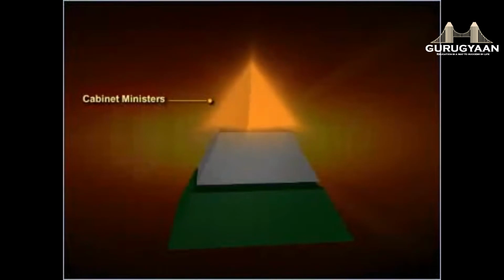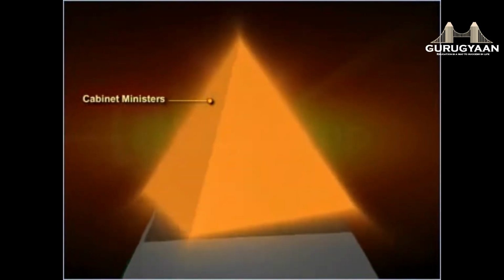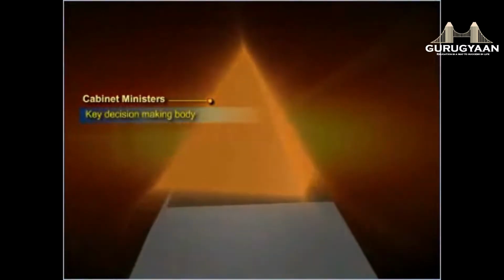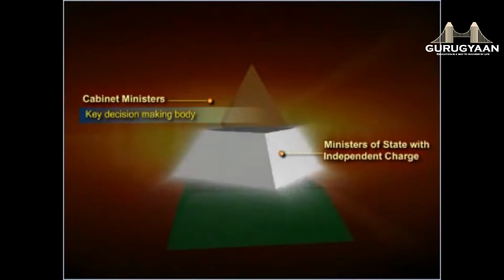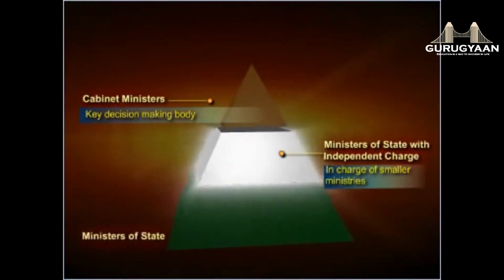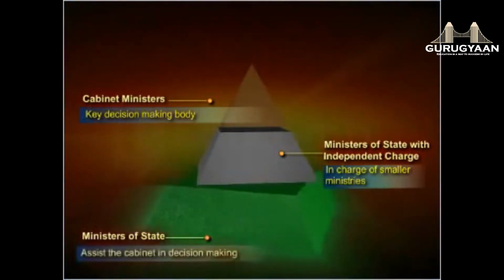They are the top-level leaders who hold important portfolios. They are the key decision-making body in the Council. Ministers of State with independent charge are usually in charge of smaller ministries. Ministers of State are attached to the Cabinet. They assist the Cabinet in decision-making.